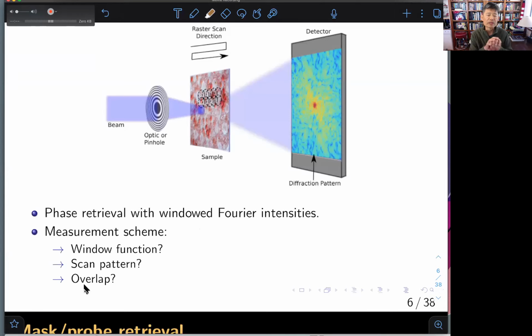Thirdly, how much overlap do you need to do reconstruction? So I will focus on these three areas and develop a theory to address them, at least so that we can get a relatively realistic handle of what you can actually do to do reconstruction.